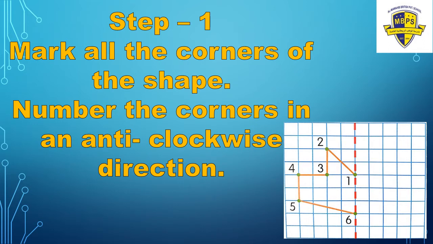Can you keep your finger on the corners and count the numbers? Very good, let's start. We have 1, 2, 3, 4, 5, 6. Excellent children. So this shape has got 6 corners, and you can see that the points are marked, or the corners are marked in green, and we have given them numbers from 1 to 6. So step 1 is to mark the corners of the shape and to give them numbers in anti-clockwise direction. And then we will continue on the next slide.